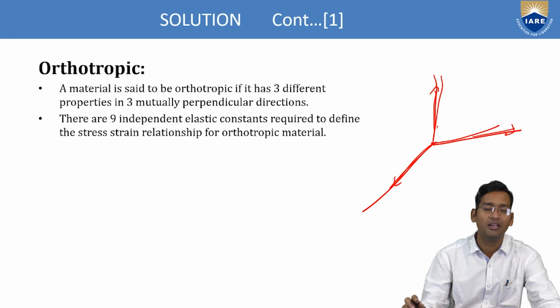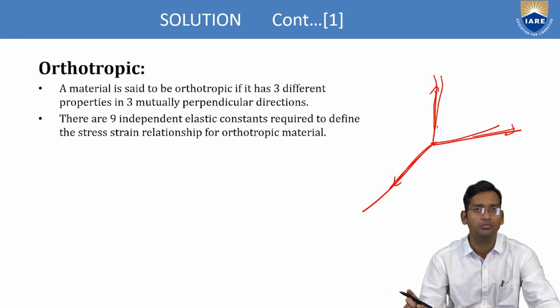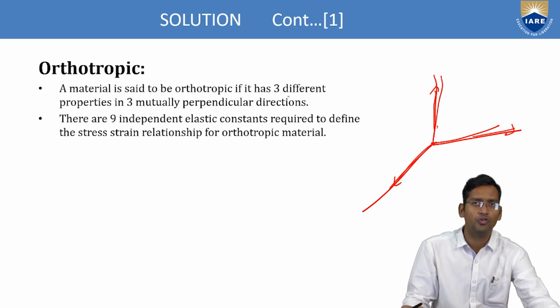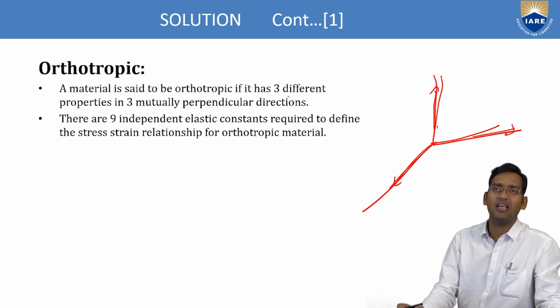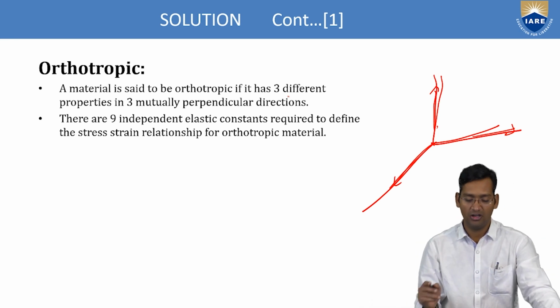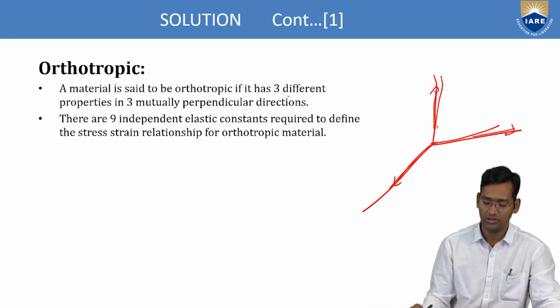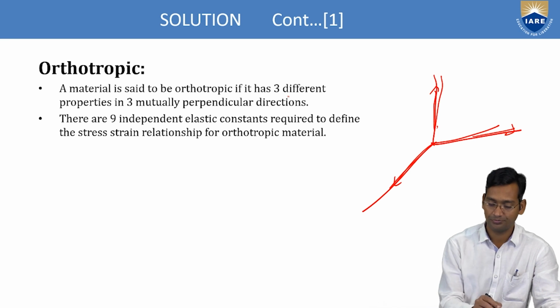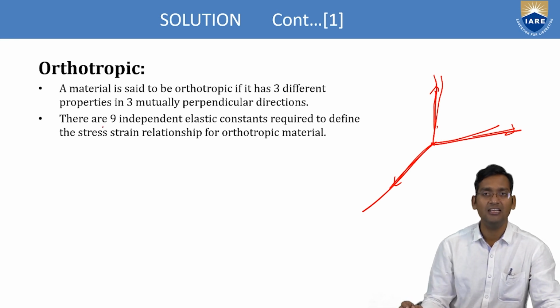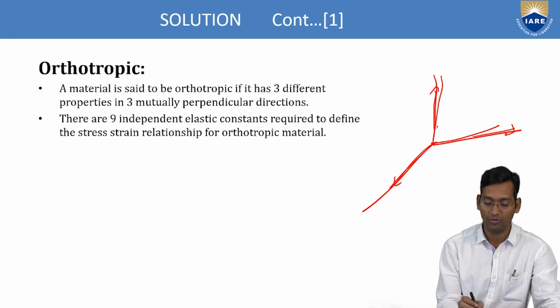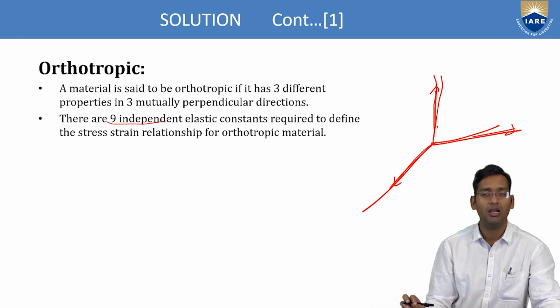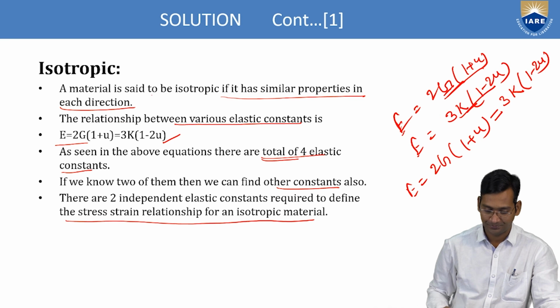So an isotropic becomes anisotropic, becomes orthotropic, or simply, if an isotropic is not there, then you can directly define it for the orthotropic. It means that along the axes the property should be different. They should not coincide or have dependency. There are 9 independent elastic constants required to define the stress-strain relationship for orthotropic. So in this case, a total of 9 is required.